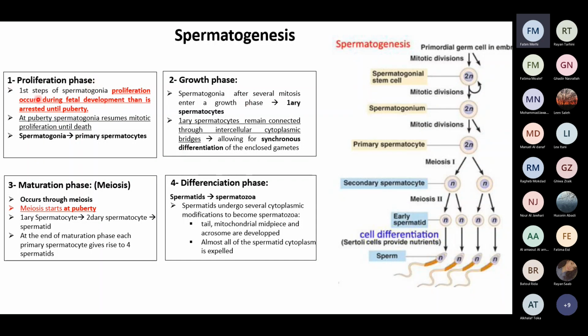The first step is the proliferation phase. The first steps of spermatogonia proliferation occur during fetal development, then are arrested until puberty. So before puberty, we have the divisions of those cells by mitosis, then this mitosis is arrested, and it will start again after puberty. At puberty, the spermatogonia resume their mitotic proliferation until death, so they can keep on dividing until senescence. They will divide to generate the initial pool of spermatogonia and to give more mature spermatogonia and primary spermatocytes.